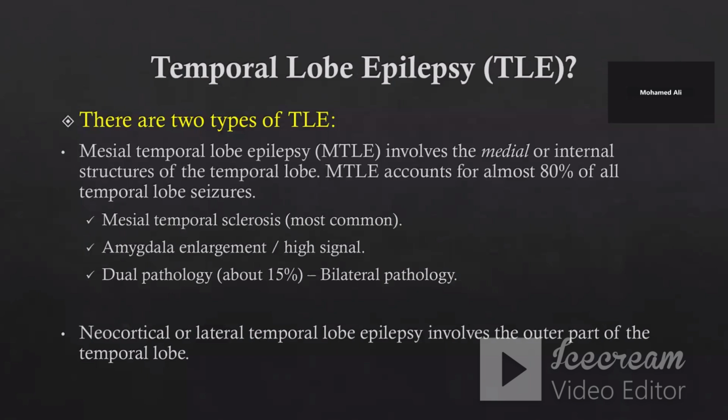Sometimes mesial temporal sclerosis can happen bilaterally, and this is one of the challenging points in diagnosing temporal lobe epilepsy. Unilateral pathology is easy to identify and pick up, because we are comparing the right side to the left side. But if we have bilateral pathology, sometimes it is difficult to identify. So take care of this point.